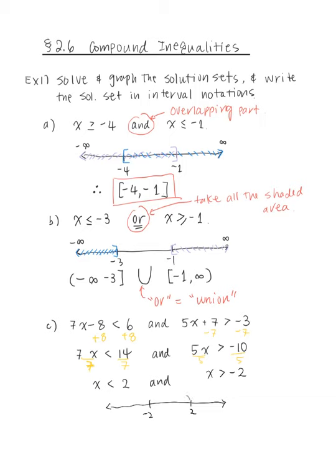Ready? So x is strictly less than 2. So that will be open. And you're going to go all the way down towards negative infinity. And then x is strictly greater than negative 2. So this will be open. And then you're going to have to shade all this portion here. So where is it overlapping? Negative 2 to 2, but negative 2 and 2 are not included. So therefore, our answer is negative 2 to 2, open.